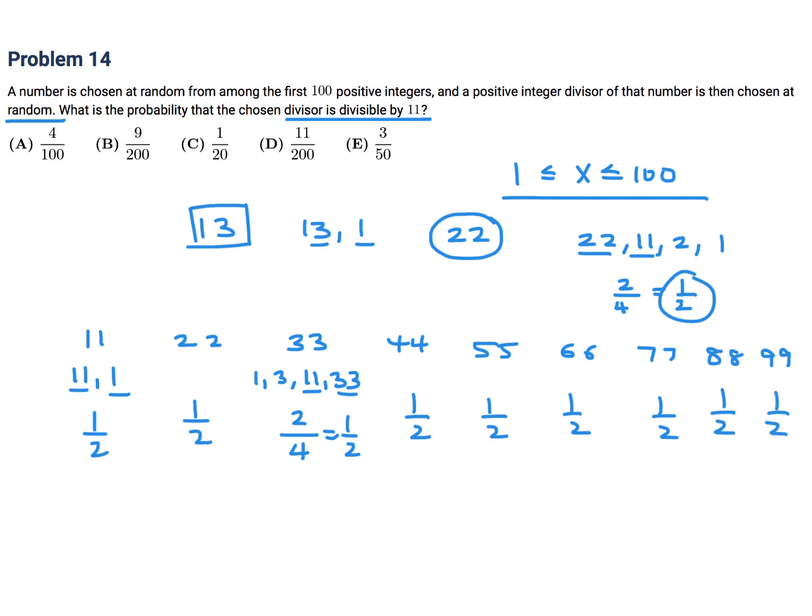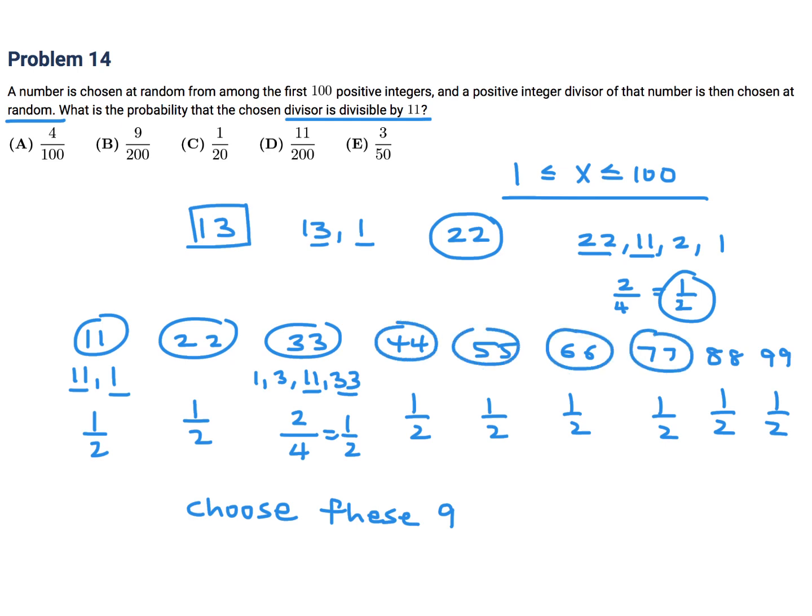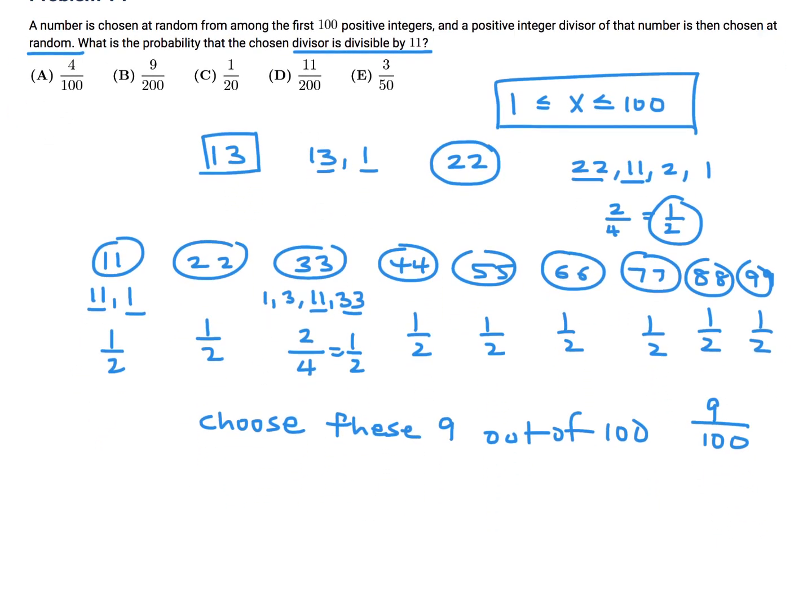So, how do we figure out the whole thing? Well, first we choose these nine numbers, 1, 2, 3, 4, 5, 6, 7, 8, 9, out of the 100 numbers of the original range. So that's 9 out of 100. That's the initial probability.